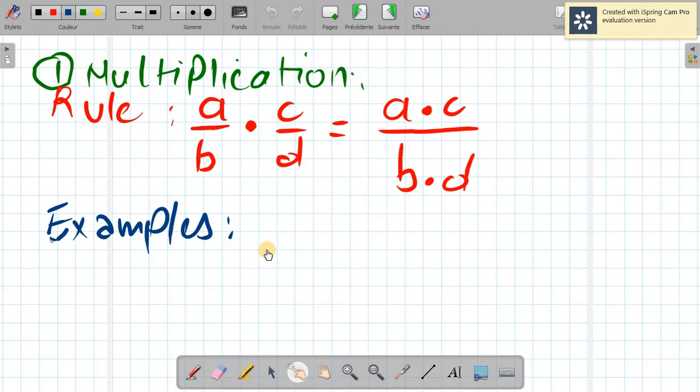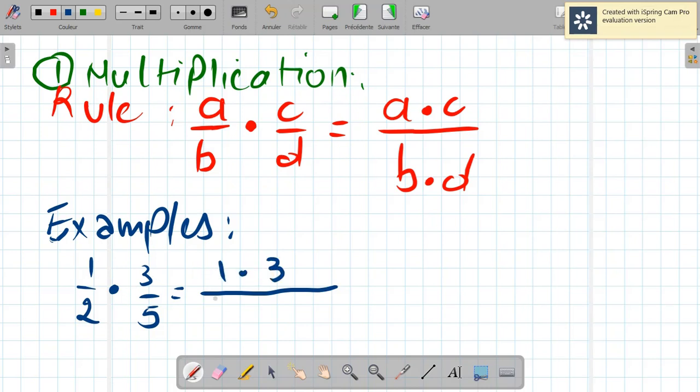Let's give an example. If you have 1 over 2 multiplied by 3 over 5, if we apply the rule, we are going to multiply 1 by 3 and 2 by 5. So we multiply the numerators by each other, the denominators with each other. We are not going to cross, flip, or do any other operation. It's simple and easy. 1 times 3 is equal to 3, and 2 times 5 is equal to 10. So the answer would be 3 over 10.